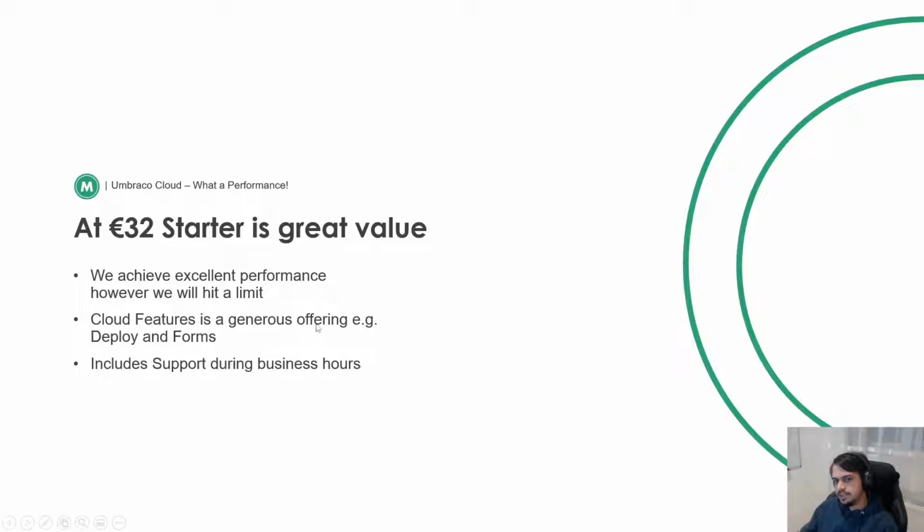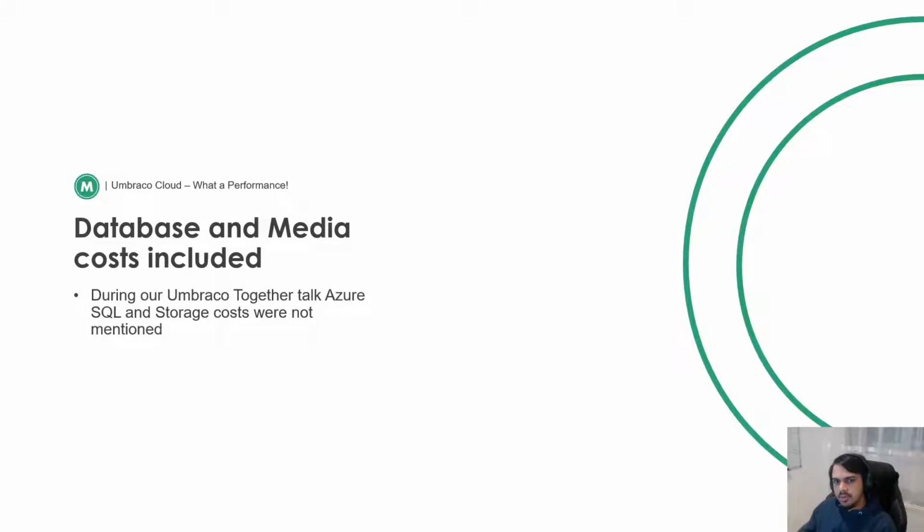Once you hit that limit, I'm pretty sure those requests won't go through anymore. Cloud features are also a generous offering, with Deploy and Forms built into Starter. Those two together make that €32 monthly price very appealing. Starter also has support with Cloud, so you can contact someone during business hours for any help with your Cloud platform. One thing also is that database and media costs are included with Cloud. During our Umbraco Together talk, we never talked about the SQL and storage costs. We only focused on the web app. So that €32 price plan includes the media and storage costs.